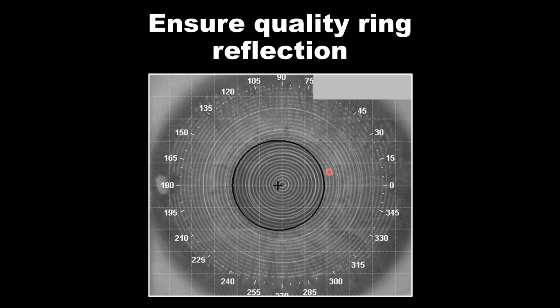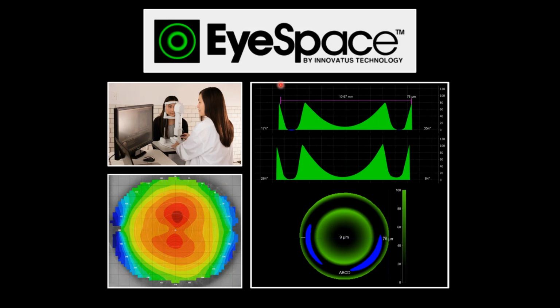Make sure that you have quality ring reflection, that the rings appear parallel and even. Make sure that you've got good coverage from superior to inferior, and that's what's going to give us the most data points to send into the EyeSpace software. And then with that quality capture, one that you see here that's geometrically centered, that has smooth and well-rounded contours, that's what is going to make the EyeSpace software the happiest.